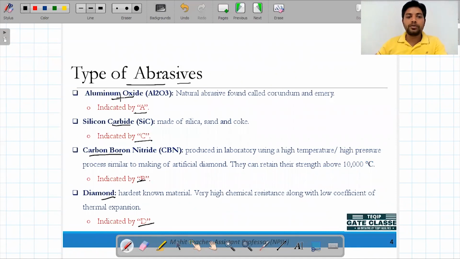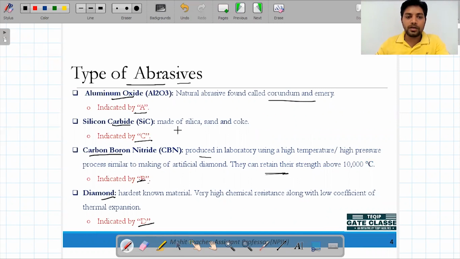Now this aluminum oxide is naturally found from corundum and emery. If we add a little bit of boron in the abrasives, in a mixture, then it can retain very high strength. It can retain its strength at very high temperature, and it also has very high wear resistance.